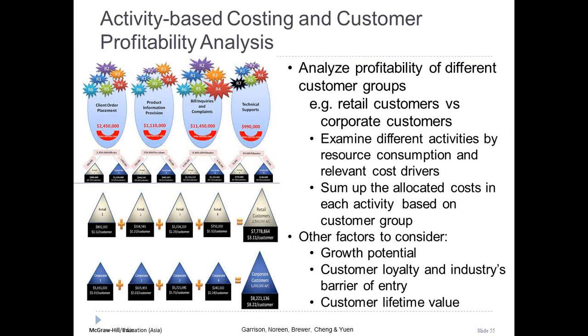ABC is very useful for customer profitability analysis. We analyze profitability of different customer groups, such as retail customers versus corporate customers. We can examine different activities by resource consumption and relevant cost drivers, sum up the allocated costs in each activity based on customer group. Other factors to be considered: growth potential, customer loyalty, industry's barrier of entry, and customer lifetime value.